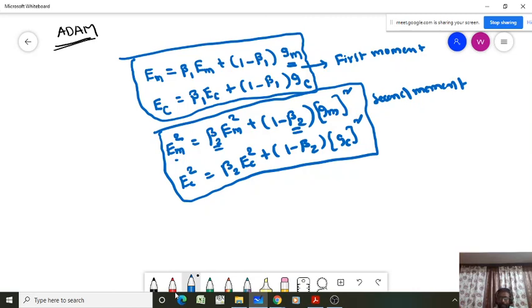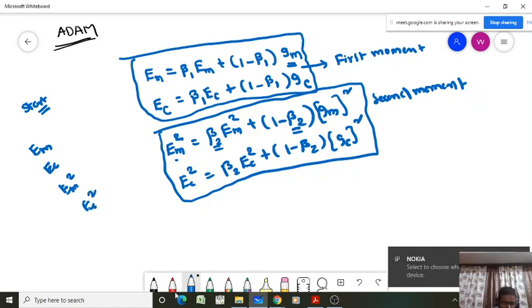Now, after developing these four equations, the people who proposed the Adam optimizer identified one more limitation, one more drawback in these four equations. What is that limitation? At the starting stage of your iterative algorithm, what is the value of EM, EC, EM2, EC2? In the very first iteration, let us assume all values are equal to 0.